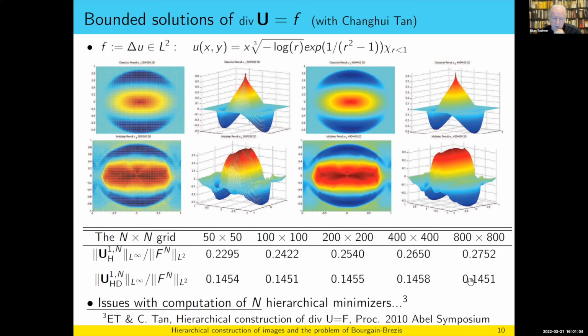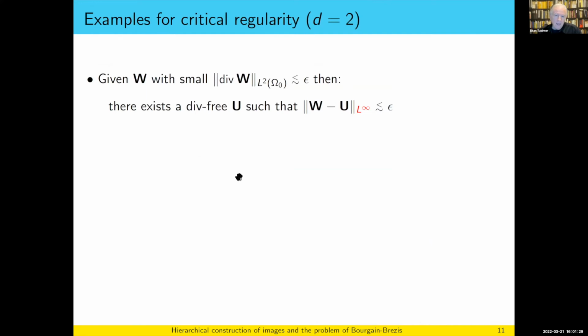So indeed, there are issues with the computation of hierarchical minimizers, and they were outlined in this old paper. I will come back to describe this later on. But first of all, let's at least enjoy watching a solution which does not blow up logarithmically, and it must be nonlinear, because that's what Bourgain-Brezis told us. Okay. Now, there are several implications from this decomposition of Bourgain-Brezis. Due to time, I will not mention everything. Here is just a small example.